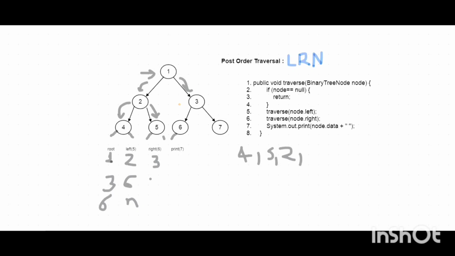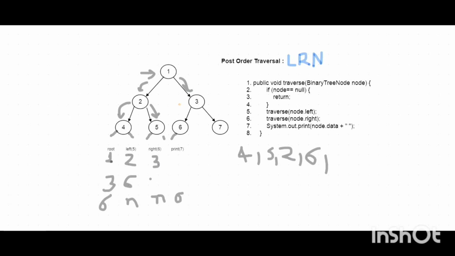For node 6, we'll be passing the right child of node 6. Right child of node 6 is null. Null will be passed to the traverse method, and the node is null, so control will return from line number 3. For node 6, we are done traversing the left side, we are done traversing the right side. Now we'll be printing node 6. Node 6 will be printed from line number 7. So we are done visiting node 6. Now I'll be removing this entry for node 6.